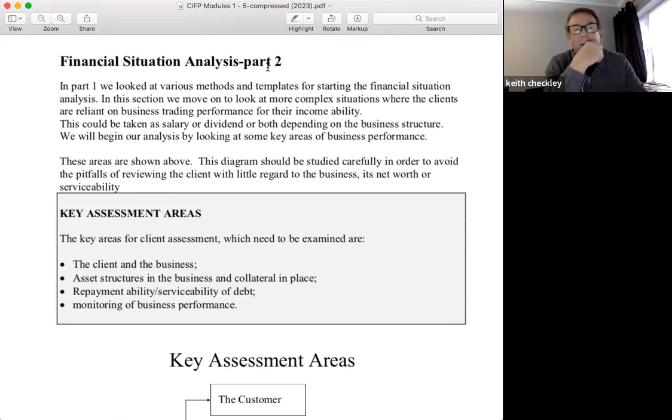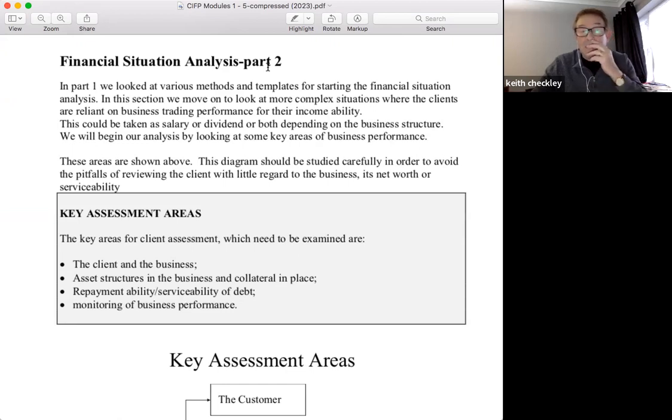Thank you. Okay, so in part one, we looked at the various methods and templates for starting the financial situation analysis. That was the budget plan that we were talking about and the personal balance sheet. So in this section, we move on to look at the more complex situations where the clients are relying on business trading performance for their income ability. It could be taken as a salary or a dividend or both, depending on the business structure. But we'll begin our analysis by looking at some key areas of business performance.